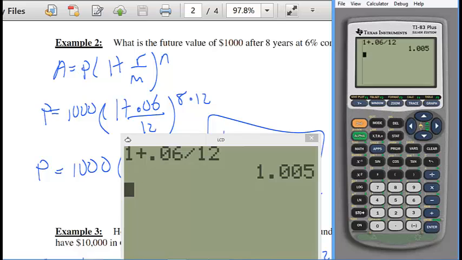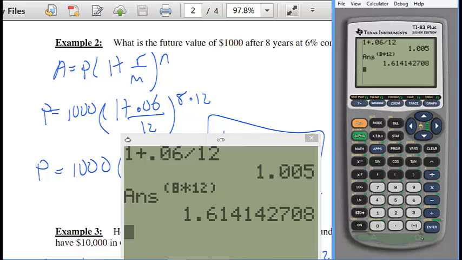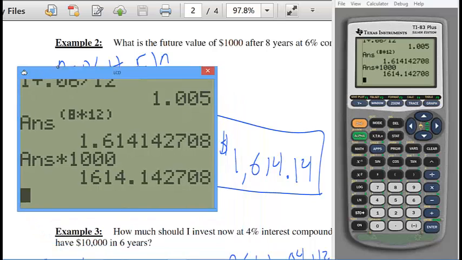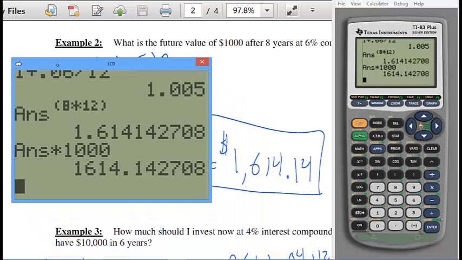Okay, so we get that number. I'm going to raise this to the power of 8 times 12, so parentheses 8 times 12. Okay, then I get that number. And then I want to multiply that by the 1,000, so times 1,000. And that should match the answer we got in class.